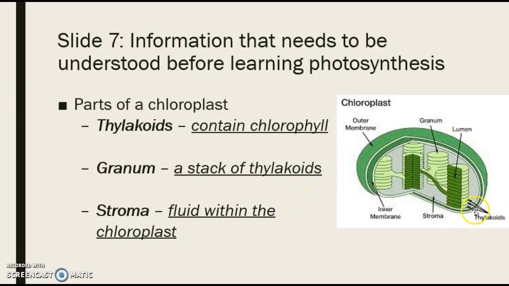Now granum is a stack of those thylakoids. So this entire thing is one granum. We have another granum over here, another granum over here, all consisting of stacks of thylakoids. And lastly, we have the stroma. The stroma is this space out here that surrounds the granum and the thylakoids. It's a liquid, and it kind of helps fill the chloroplast. These three parts will be mentioned when we start looking at the process of photosynthesis.